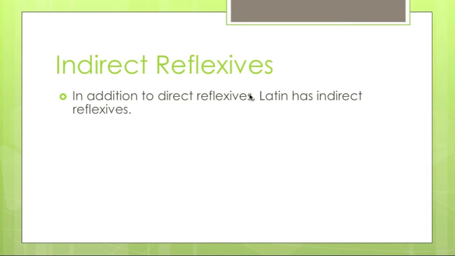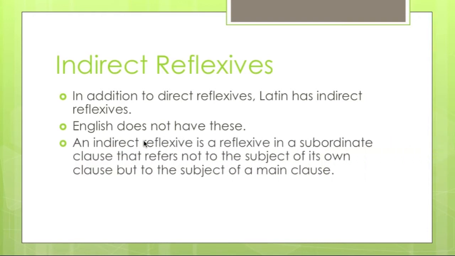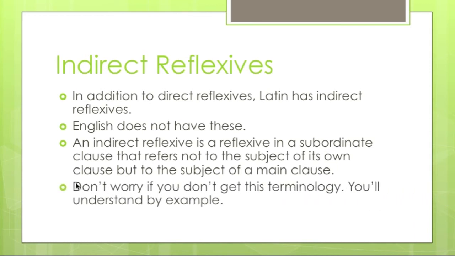In addition to direct reflexives, Latin has indirect reflexives. English does not have these, so they can be a little bit confusing to English speakers at first. An indirect reflexive is a reflexive in a subordinate clause that refers not to the subject of its own clause, but to the subject of a main clause. Don't worry if you didn't get this terminology, you'll understand by example. So let's get to some examples.